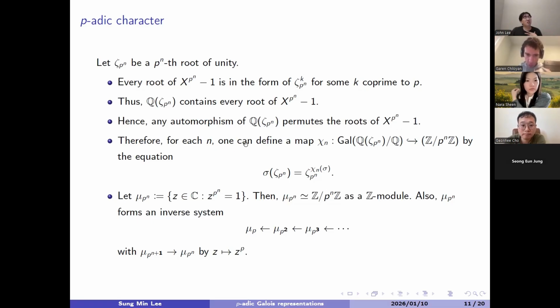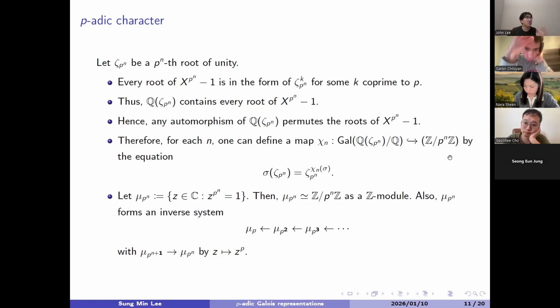So we can consider a map χ_n, taking a σ, because this σ, the Galois automorphism, will be shuffling all the p^n-th roots of unity. It can be understood by taking σ, where σ takes ζ_{p^n} to ζ_{p^n} to the power of k, and we can just map it inside (Z/p^n Z). Technically, I just put an injection, because to make it surjective, it needs to be the group of roots of unity.